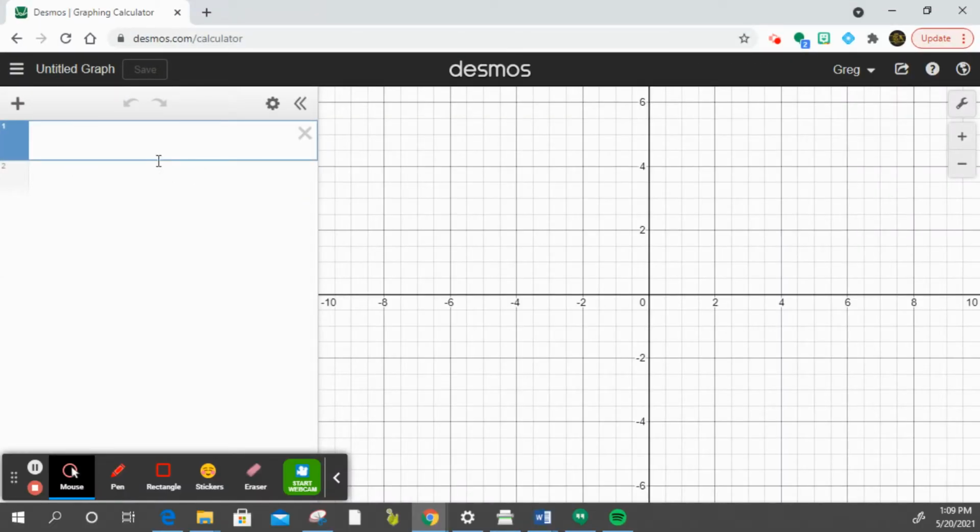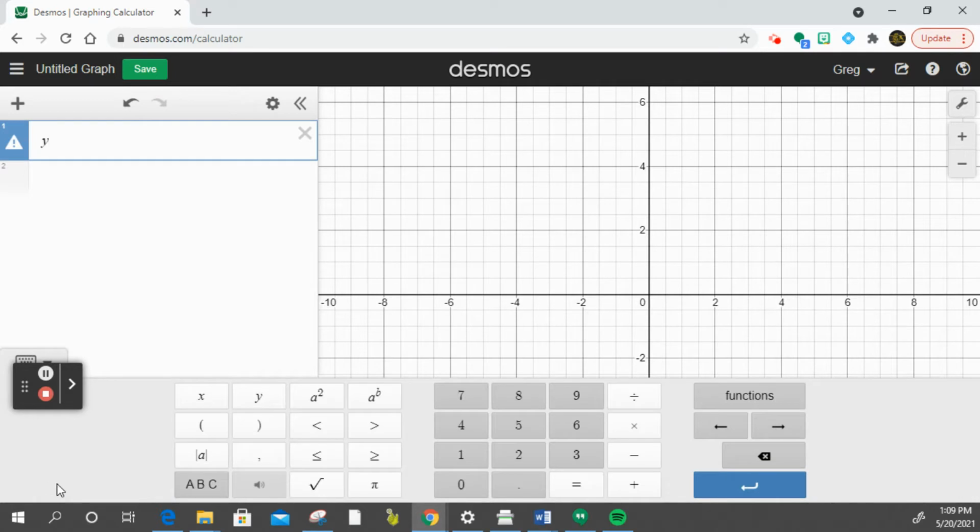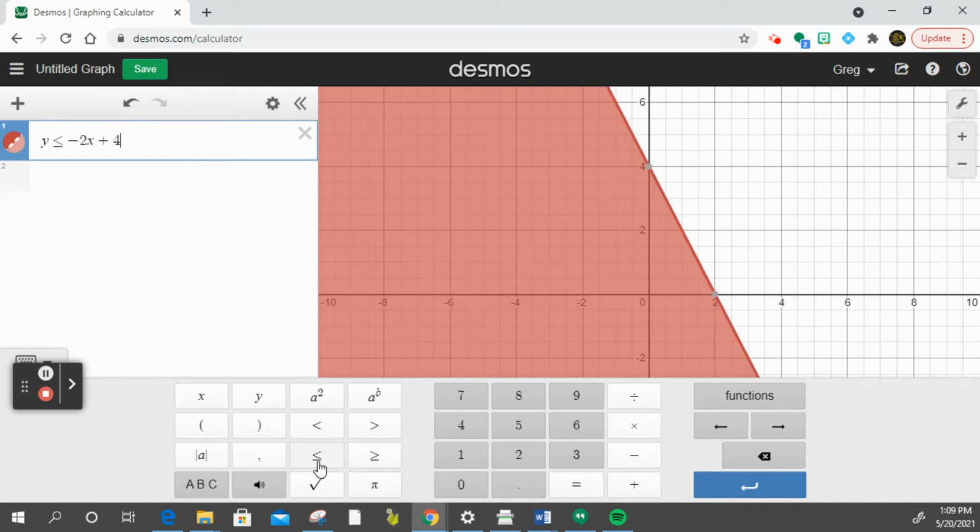So number 22, the first equation is y is less than or equal to. If you need to find that particular symbol, it's right in here. Okay. Less than or equal to is on your keyboard. Boom. Negative 2x plus 4. Okay. Notice it does the solid line already for you and it shades for you. You literally use no brain cells. You type it in, it does the shading, and uses the correct line.